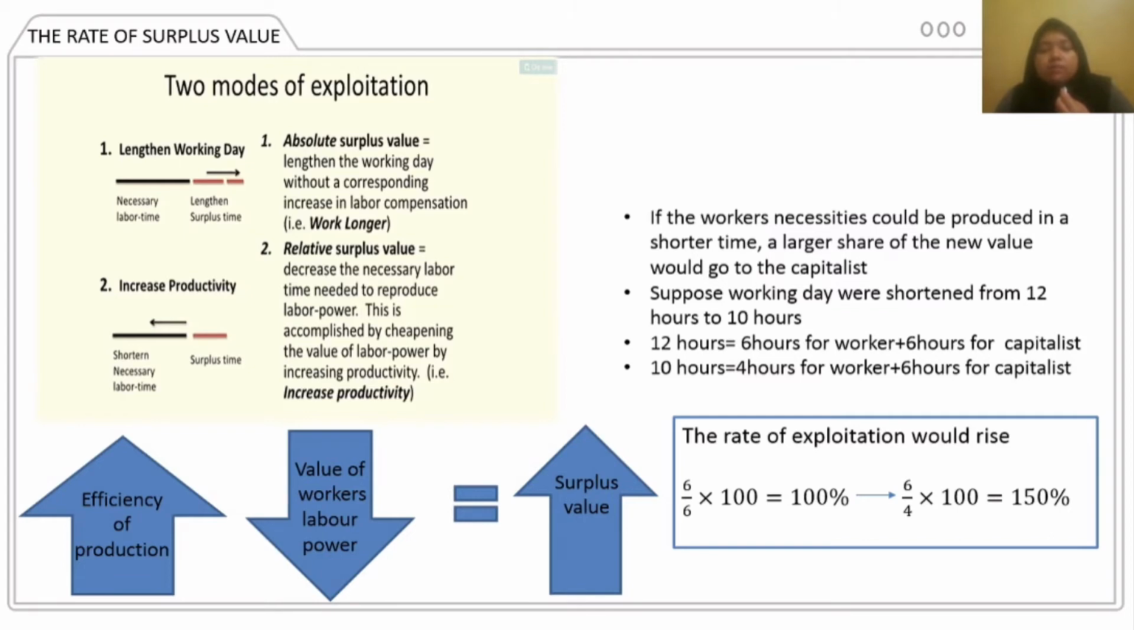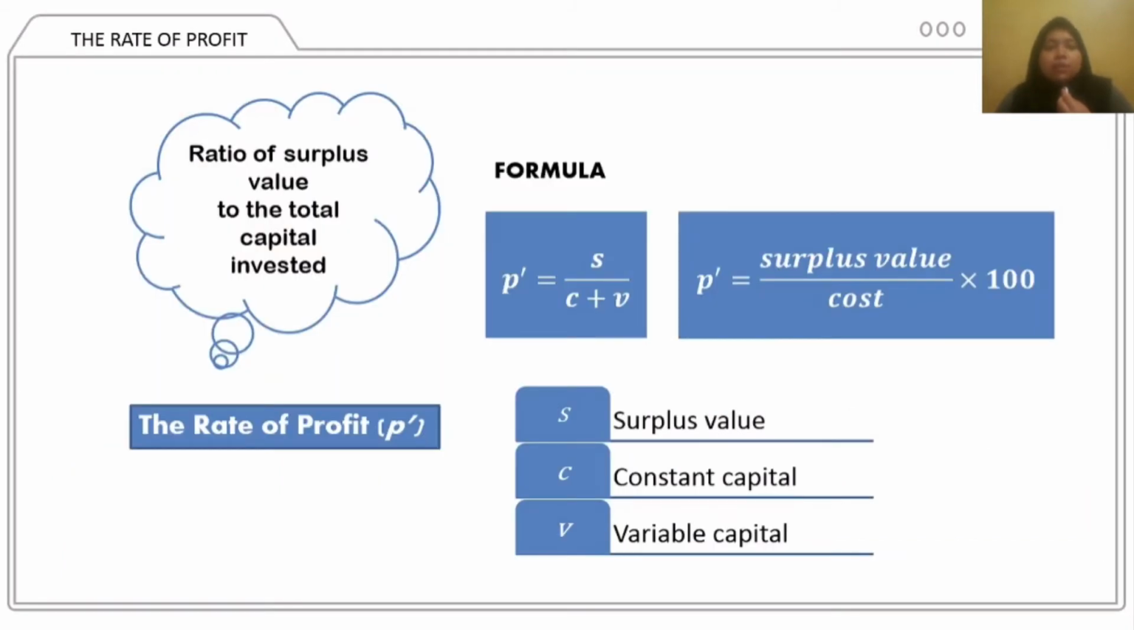As you can see at the right, the rate of exploitation increased from 100% to 150%. Next one, I want to explain about the rate of profit. The rate of profit is the ratio of surplus value to the total capital invested. At the right, you can see the formula, S per C plus V.